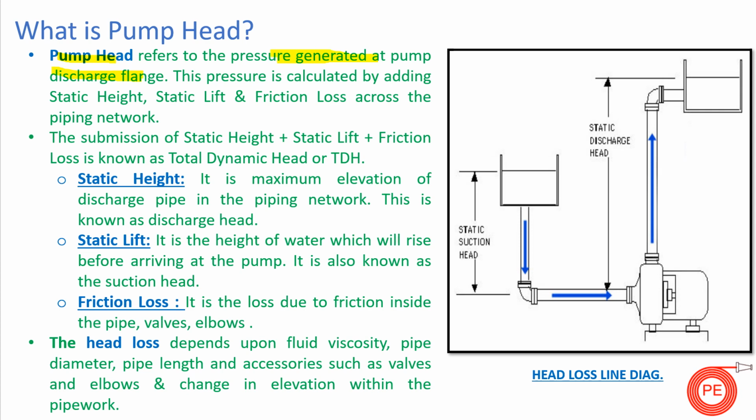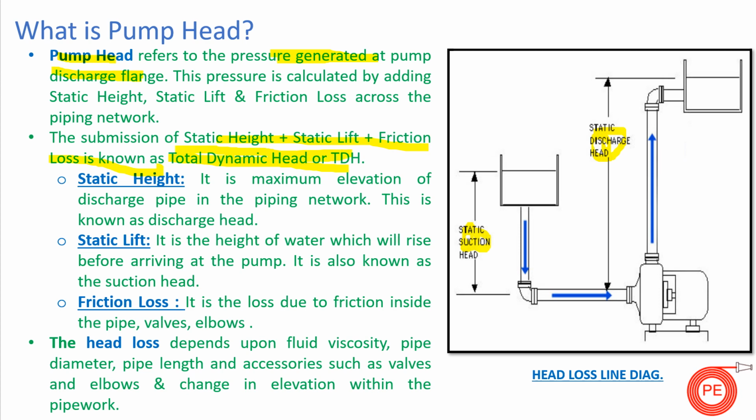This pressure is basically calculated by the static suction head and static discharge head, and by adding the frictional loss that will be accumulating in my system. When we add these three things, it is known as total dynamic head. The summation of static head, static lift and frictional loss is known as total dynamic head, or the total head that will be developed by the pump at the discharge flange.